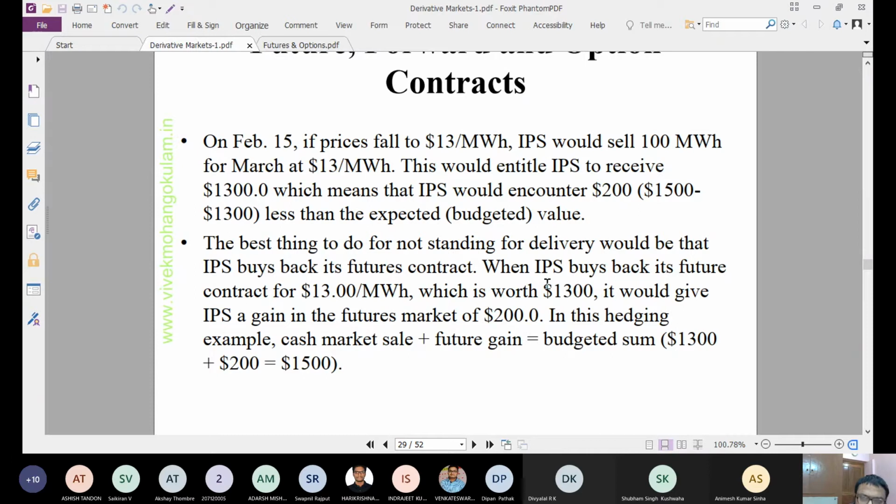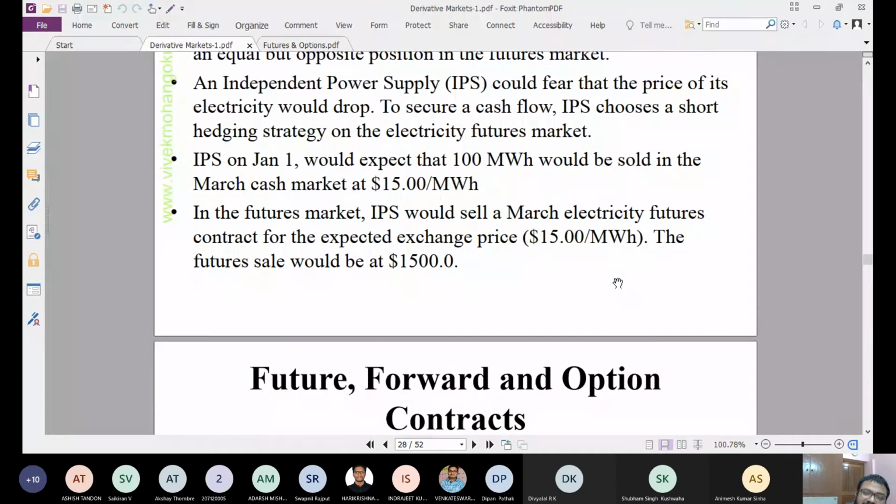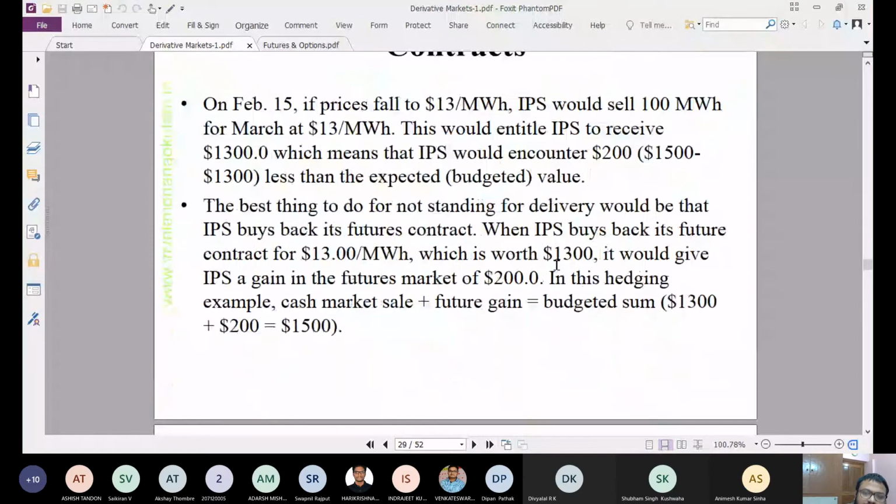He is a seller, he is a supplier. But what he has done to hedge this risk, he has participated in the derivative market for $15 per megawatt hour price. So the best thing to do, for not standing for the delivery, would be that IPS buys back its futures contract. When IPS buys back its futures contract for $13 per megawatt hour, which is worth $1,300, it would give IPS a gain in the futures market of $200. In this hedging, $200 is lost in the physical trading, $200 is gained in the financial trading. So it is offset now.